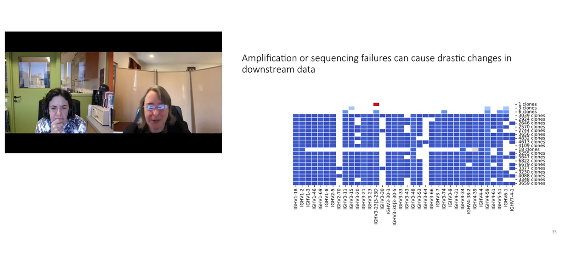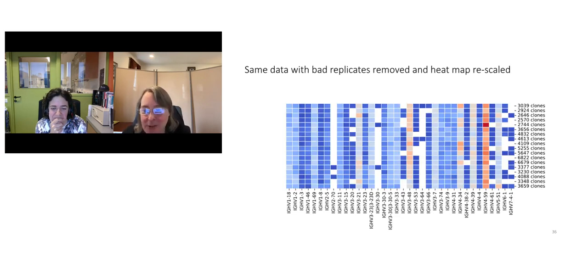So if you have amplification or sequencing failures and you generate, for example, heat maps of your V gene usage, your bad samples here, there are 3. We just deliberately tossed in 3 very bad samples that had 1, 3, and 6 clones each. So of course their V gene usage is terrible, and the sample that has the single clone that's at 100% of all the copies is going to max out the scale on your heat map. So these are not things you want to see. If you remove those replicates and then rescale your heat map, then you're back in a more happy place.